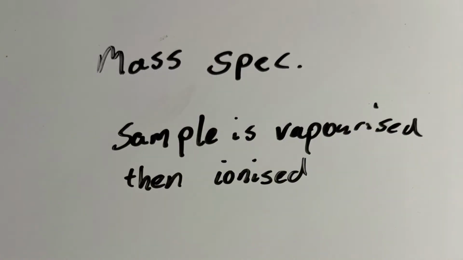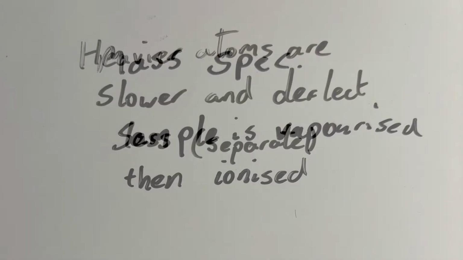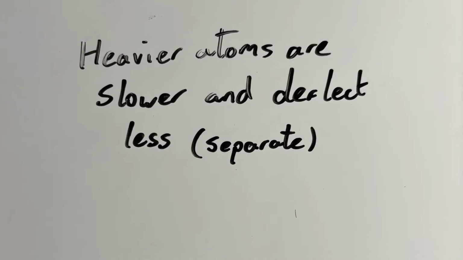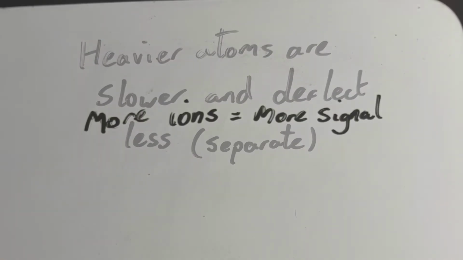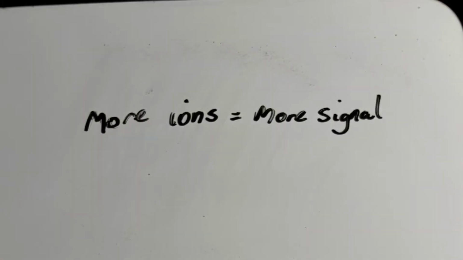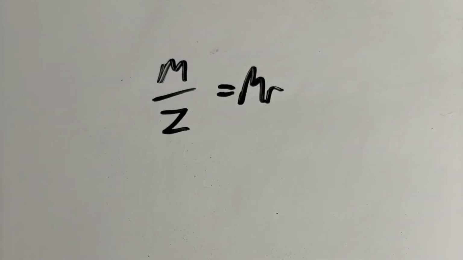And you can find this mass using something called a mass spec, where any sample you put in is vaporized, ionized, and then sent up a tube. Heavier atoms are slower going up the tube, and they deflect less, which helps separate the masses. And the more ions that reach a certain point in your mass spec, the stronger the signal is. And on the x-axis of your output is something called m/z ratio, which is the mass to charge ratio. But where you have 1 plus or minus ions, your m/z ratio is equal to your molar mass.